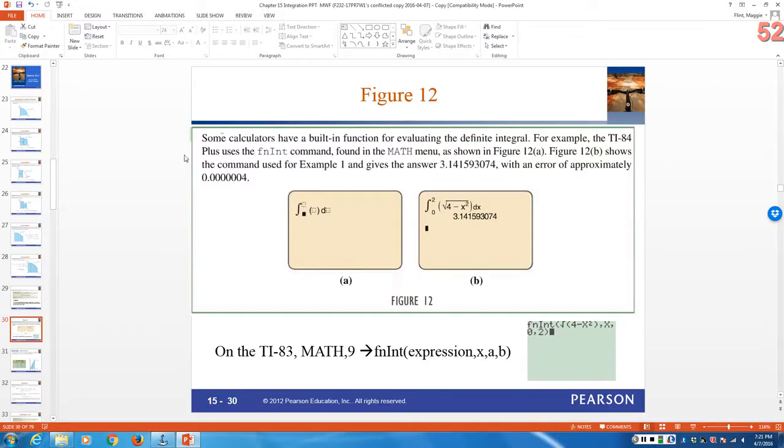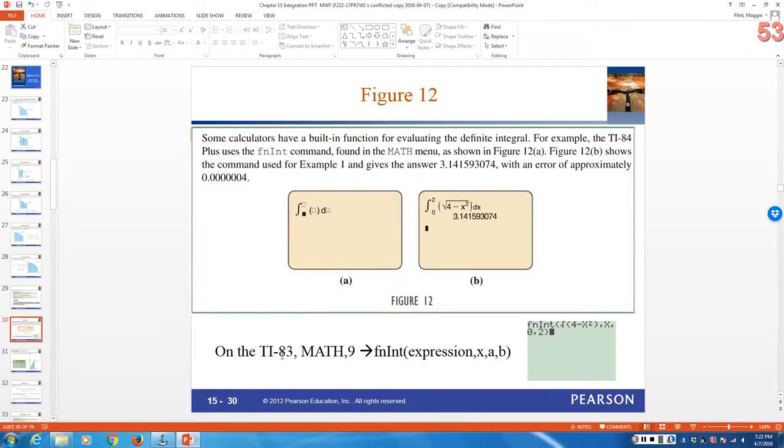This is where the calculator comes in. With the calculator, you can actually use the built-in function and calculate a numerical interval. And that's what we're going to do for this first example. If you have the newer TI-84, yours is going to look just like this. If you don't have the newer one, it's not going to look exactly like that. It's going to look more like this down here.